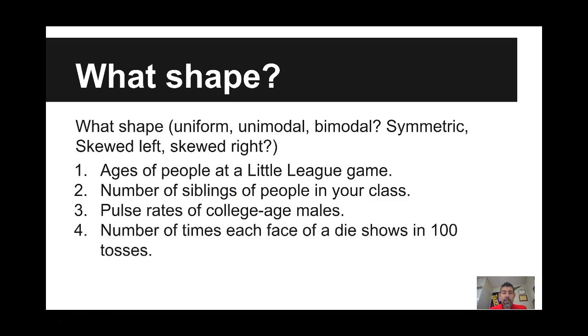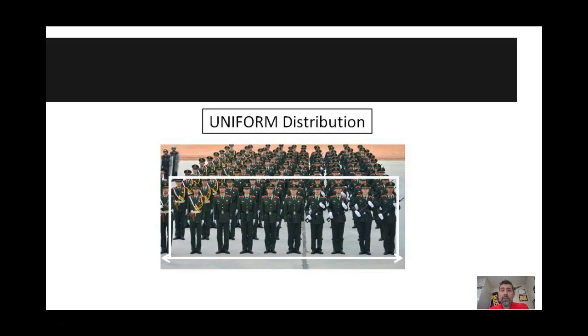We'll skip that one. Number of times each face of a die shows in 100 tosses. So 1, 2, 3, 4, 5, 6, they all have an equal chance of showing up. We would expect these to show up about the same amount of times across 100 tosses of the die. So since the frequency is about the same, this is a uniform distribution. There's my bad math pun joke there for you. Uniform distribution if they're all the same height. Okay, all the same frequency.